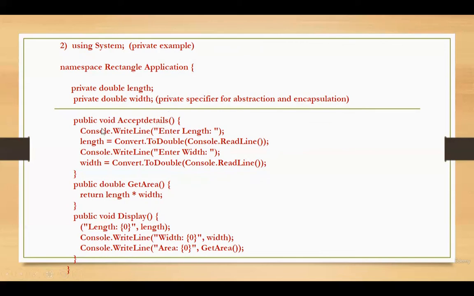Here it is done by the method called AccessDetails. AccessDetails takes the length and width in a consolidated line, and GetArea sends this length and width in an encapsulated manner to the main method. So this is the simplest example of how public, protected, and private access specifiers are used in C#.